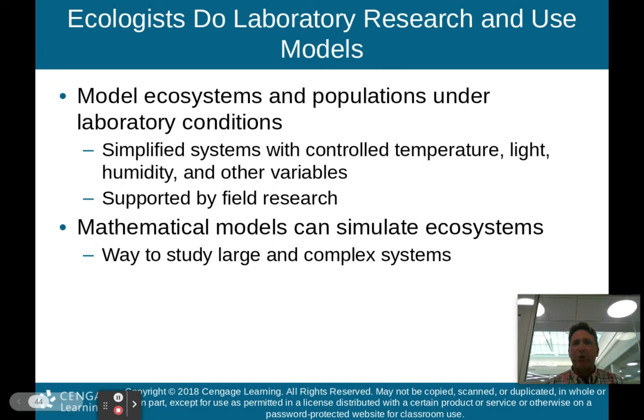Ecologists do laboratory research and do use models. Again, model ecosystems and populations under laboratory conditions, simplified systems with controlled temperature, light, humidity, and other variables. And then they would support that laboratory research with actually going out into the field and seeing if what they saw in the laboratory is actually occurring out in real life. And again, talking about those mathematical models that can simulate ecosystems is a way to study large and complex systems.